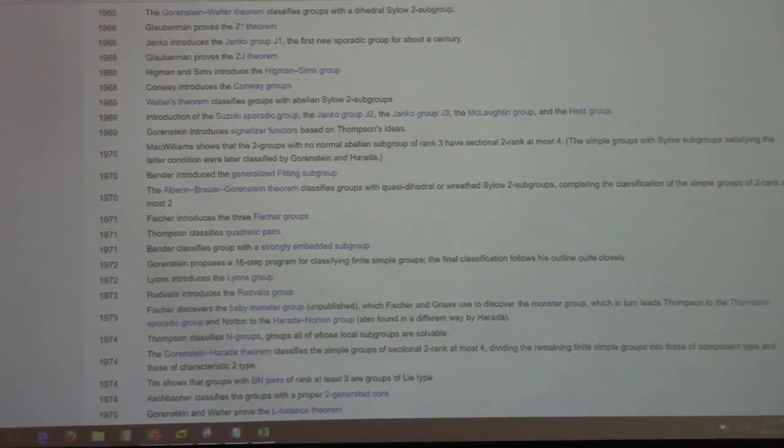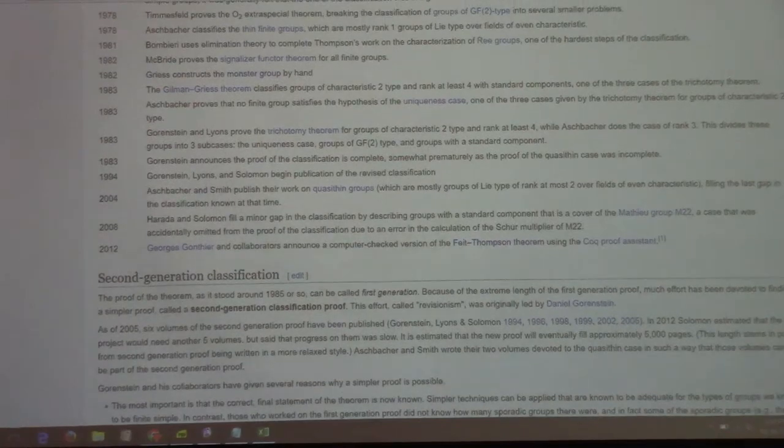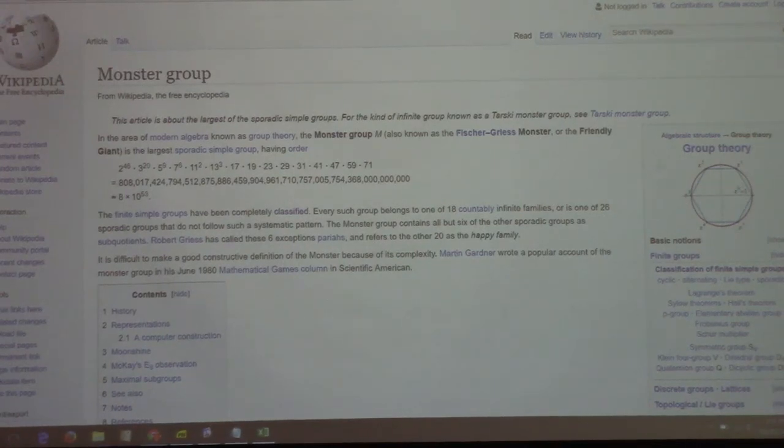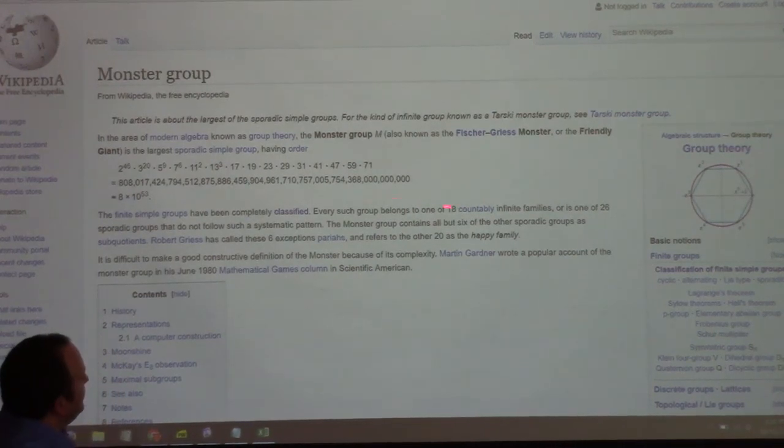And this goes on until, not that long ago, about the early 2000s, when this classification was finally cleaned up. And really, the last sort of awful thing that was done was the monster group. It's one of these sporadic groups, one of the most horrible sporadic groups. Some guy did this by hand. Griess, I guess, the largest sporadic simple group.